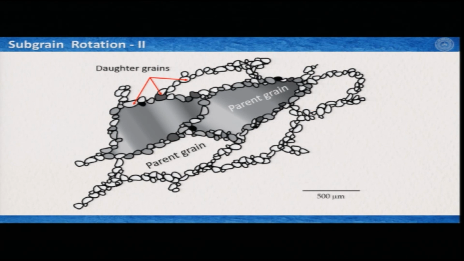Overall this microstructure, when you have a large grain which is surrounded by very small dynamically recrystallized subgrains, is known as necklace structure. So, this is the name of this type of microstructure, and also the original grain is known as parent grain, and the new grains are known as daughter grains.